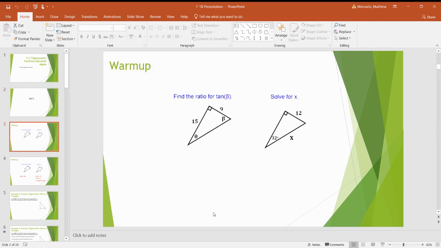After our warm-up, for the left triangle, find the ratio for the tangent of b, or tangent of beta. And then for the right triangle, I want you to solve for side length x. And when you're ready, unpause the video, we'll take a look at some answers.